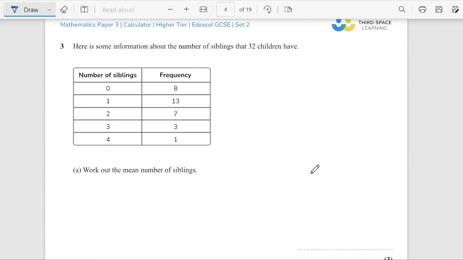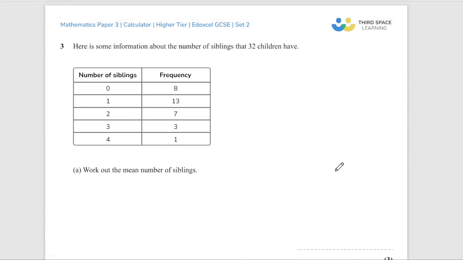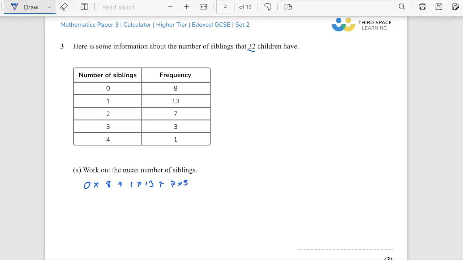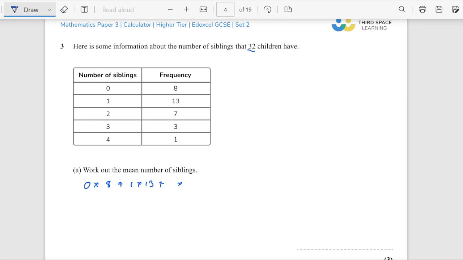Okay, question 3. Here's some information about the number of siblings that 32 children in a class have. Work out the mean number of siblings. For this, we're going to be doing the number of siblings times the frequency, and adding them all together. That was 2 times 7 plus 3 times 3 plus 4 times 1. And I want to divide that by the total frequency, which should be 32. Double check in our frequency table, and that does add up to 32.